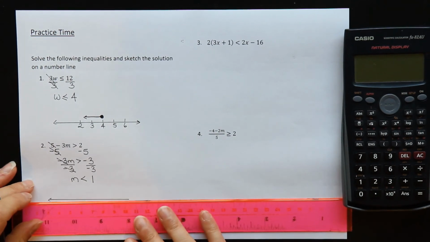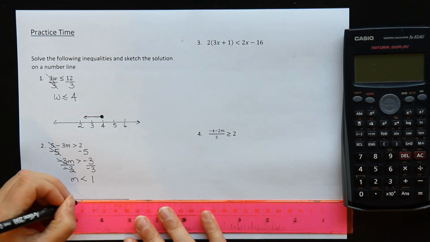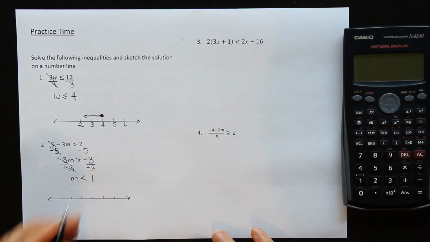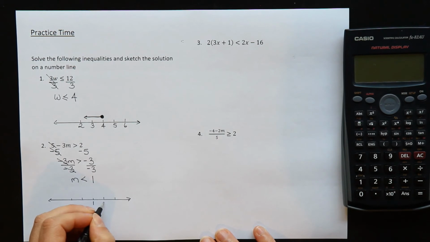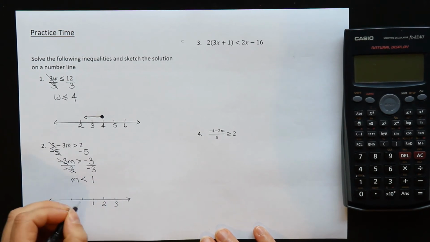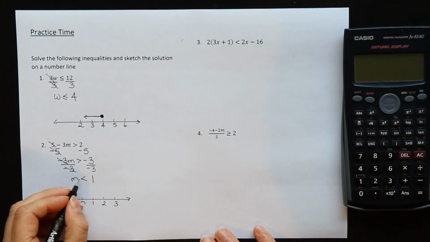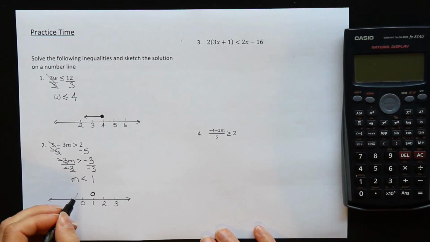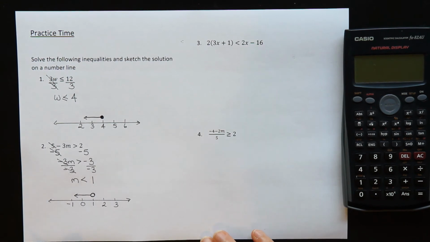Well, I didn't do my little lines on there. 1, 2, 3, 4, 5. The 1 is in the middle, getting bigger. I have 2, 3, getting smaller, 0 and minus 1. A less than sign is not equal to, so I need to go around it, not colour it in. And less than, getting smaller, that way.